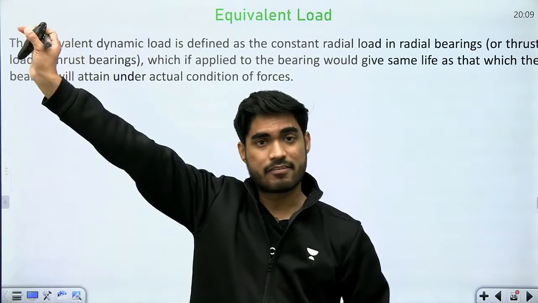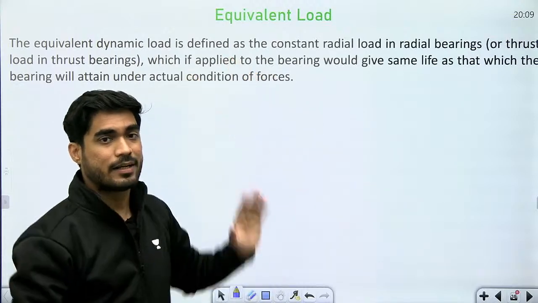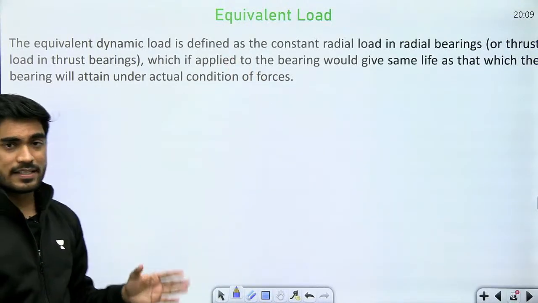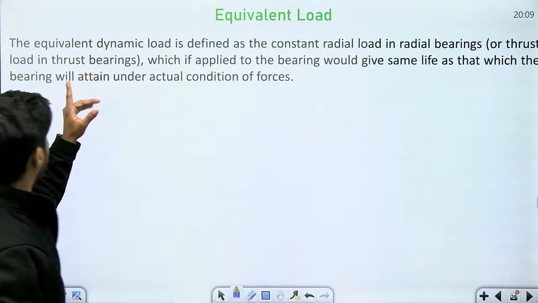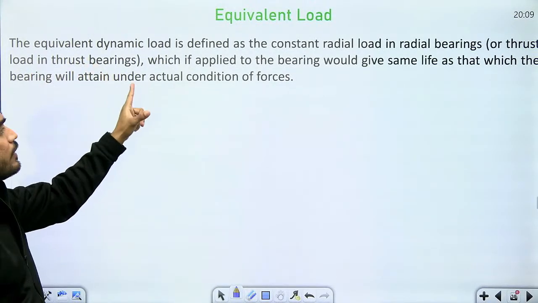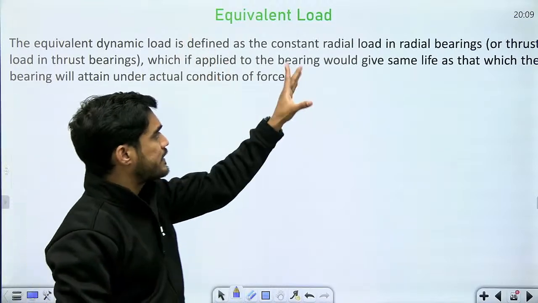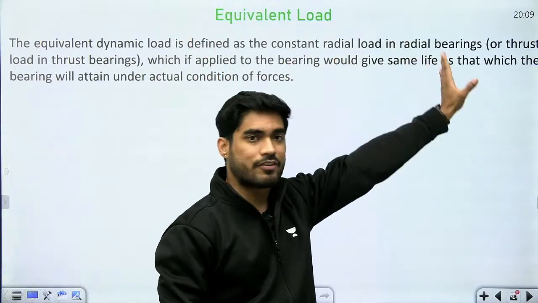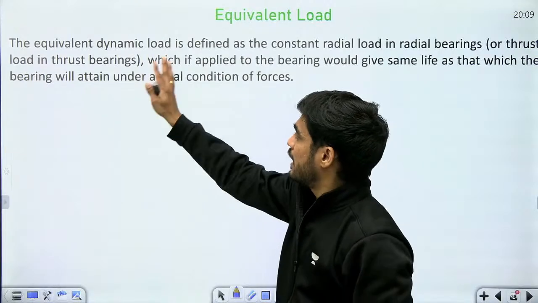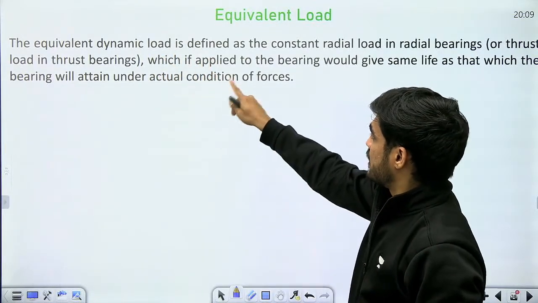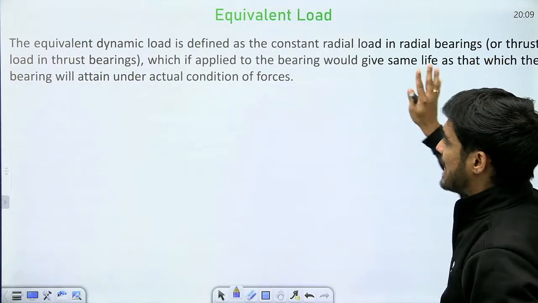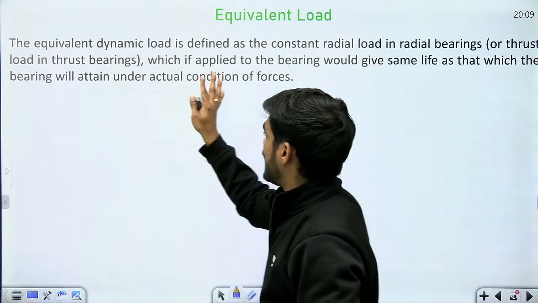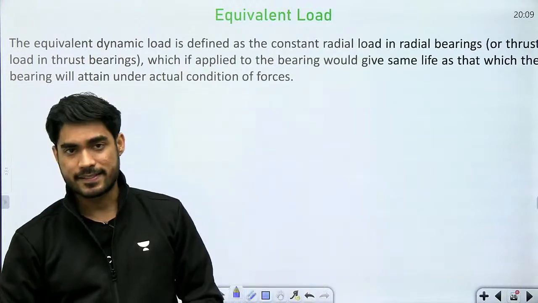Static load carrying capacity we have seen. Now we are talking about dynamic load. So beta, dynamic load means the load acting on the shaft when the shaft is running. So the equivalent dynamic load is defined as the constant radial load in case of radial bearing, axial load in case of axial bearing, which if applied to the bearing would give the same life as that which the bearing will attain under actual condition of forces.